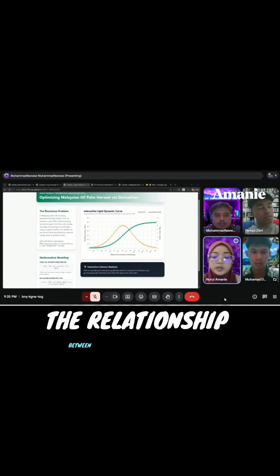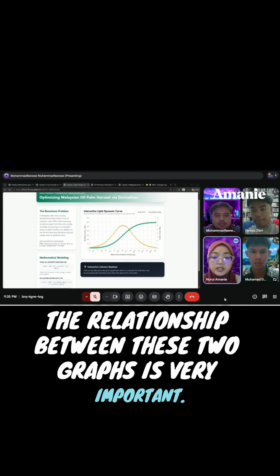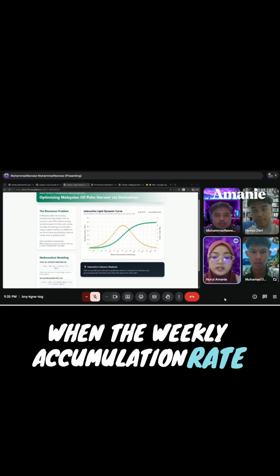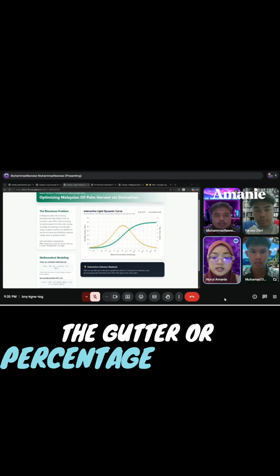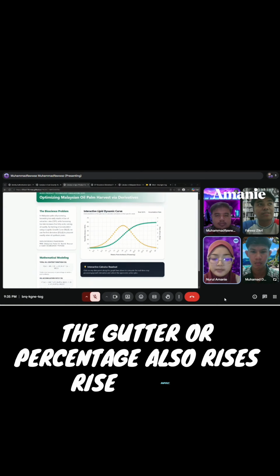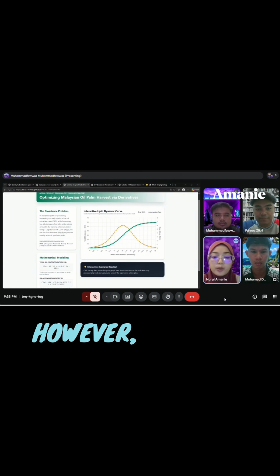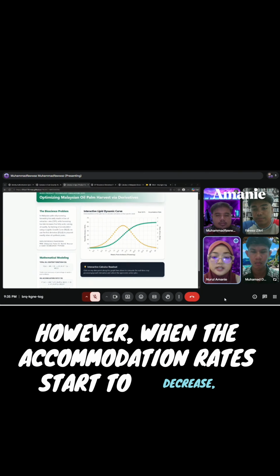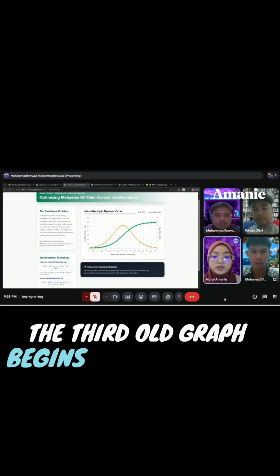The relationship between these two curves is very important. When the lipid accumulation rate increases, the total oil percentage also rises rapidly. However, when the accumulation rate starts to decrease, the total oil graph begins to stabilize.